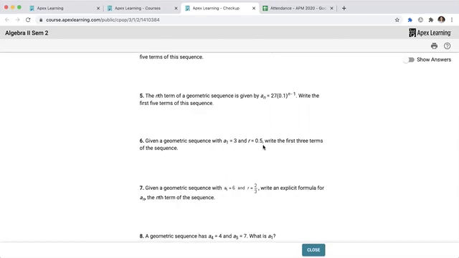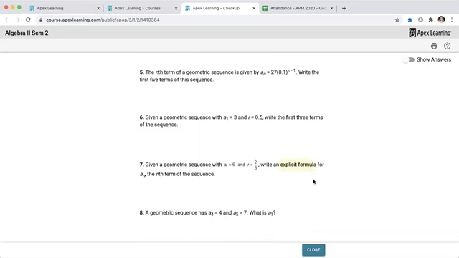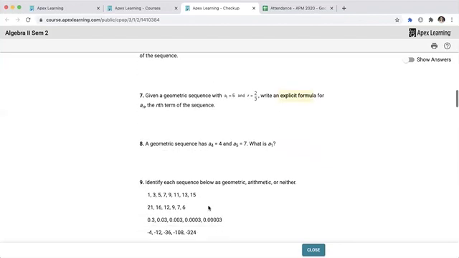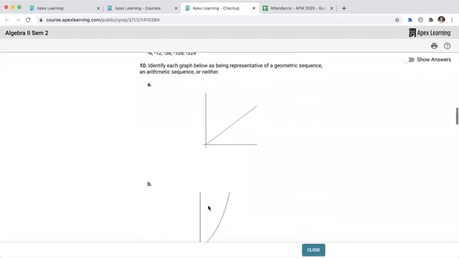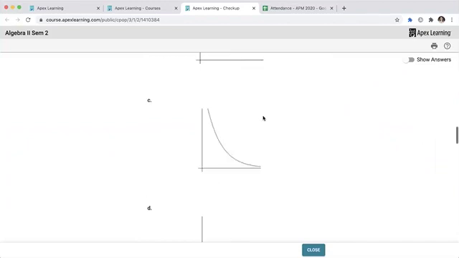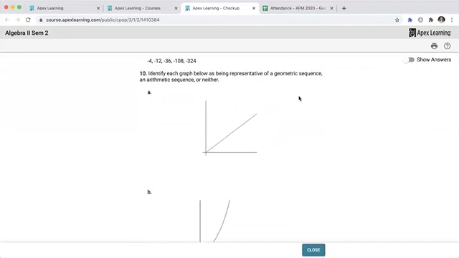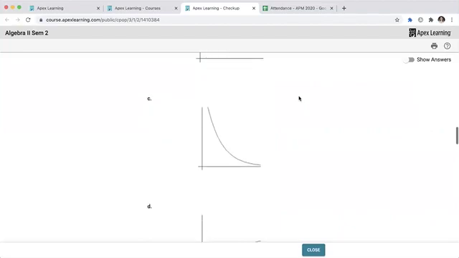For 6 and 7, you're given the parts and it's asking you to write the first 3 terms or to write the explicit formula. Regardless, I always suggest that once you've gotten the parts, you write the explicit formula, because then you can use the formula to help you solve the rest of it. And for 10, it's really going to be helpful looking graphically, identifying it as geometric, arithmetic, or neither. And if you want to get a jump start, when you get a geometric sequence, look at whether it's a decay or a growth.